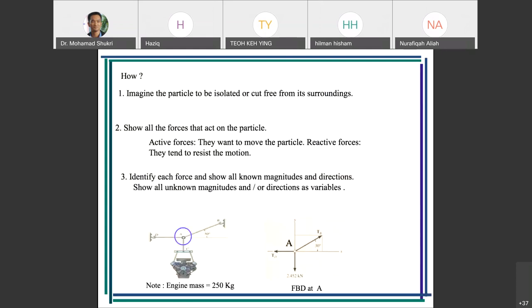Let's say you have this kind of problem. You have one engine here. If I want to transfer this into a free body diagram, you only take this point. So you have the tension for BA, and then you have the tension for DA, and then you have the weight of the engine here. So you transform this system into an FBD. We call it a free body diagram.